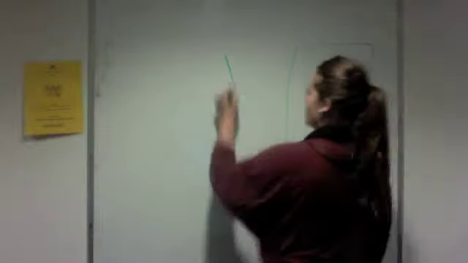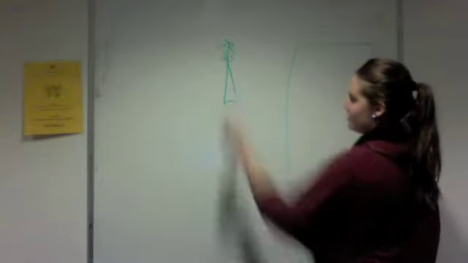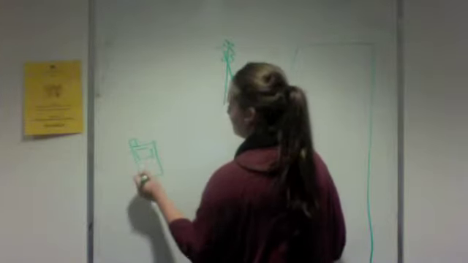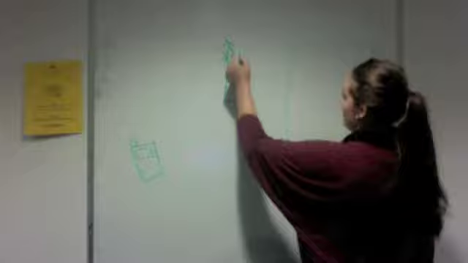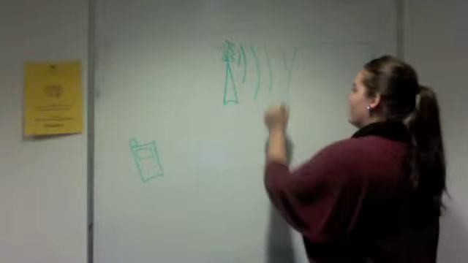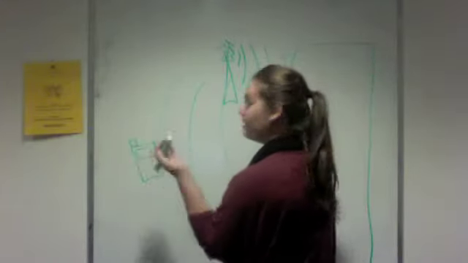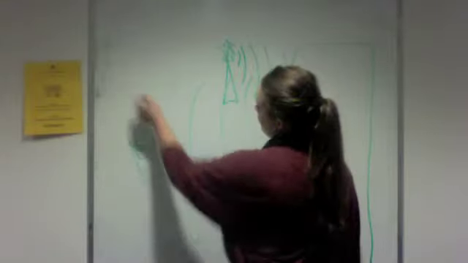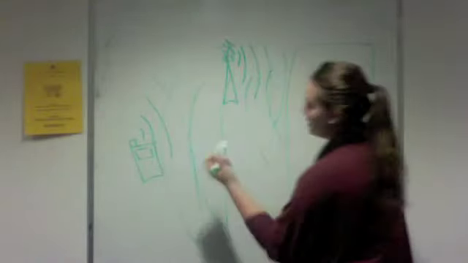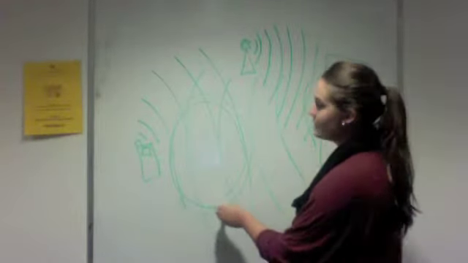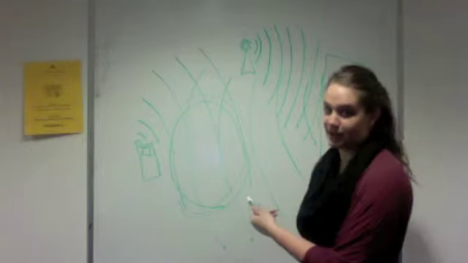Here, we have a building. Here we have a tower emitting waves. And your cell phone. The tower emits waves which are reflected off of the building. Your cell phone is also emitting waves when you're talking on it or you're texting someone. Those waves interfere with each other. This is destructive interference. This happens when the waves overlap each other and cancel each other out.